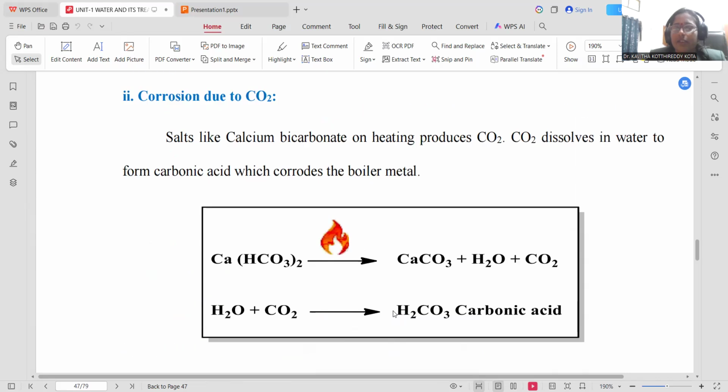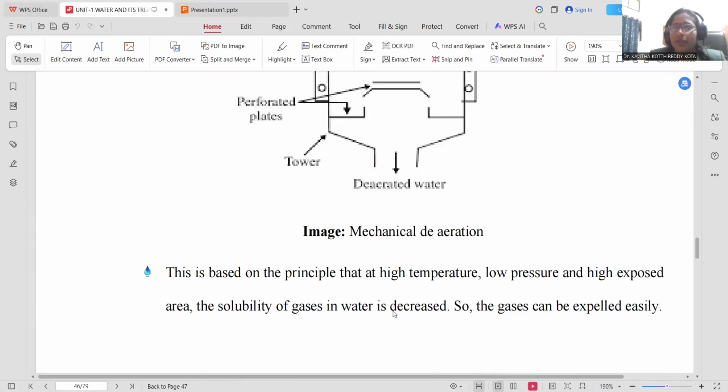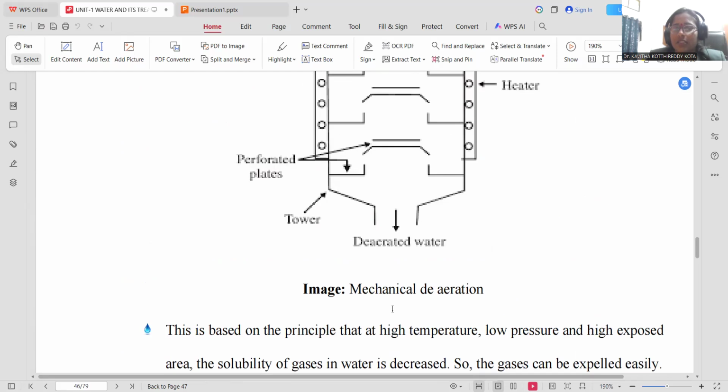By this, we have successfully completed the entire boiler troubles topics: scales and sludge formation, boiler corrosion, and caustic embrittlement.